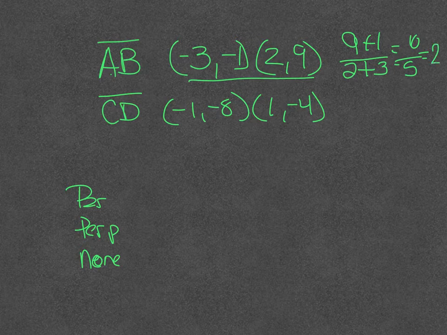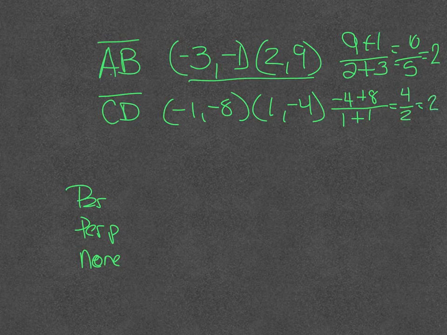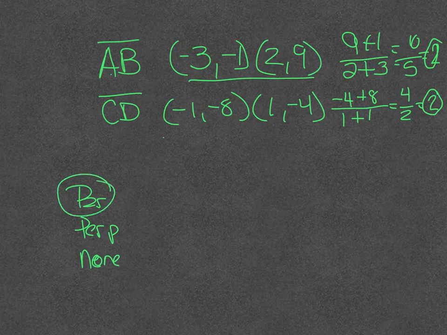All right, so let's look at this one. Negative 4 minus negative 8 is going to be 4, since minus negative 8 is negative 4 plus 8. And on the bottom, we got 1 minus negative 1. So we're going to have 4 over 2, which is 2. So in this case, both of their slopes are 2. So that means that they're parallel.